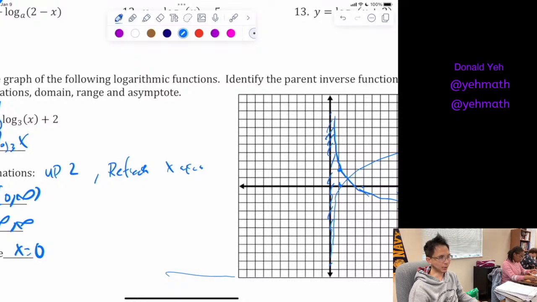The asymptote is always at x equal to 0 because you cannot take log of 0. For the logarithm function or natural log function, they are the same. Because e to the x has a horizontal asymptote at y equal to 0, and they are inverse to each other, so it'll be x equal to 0.